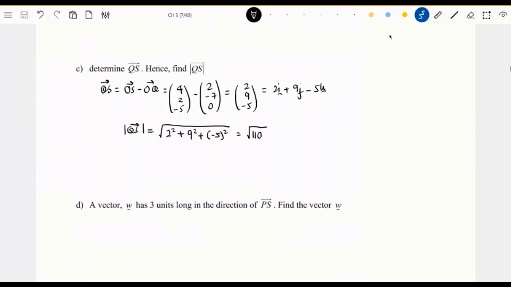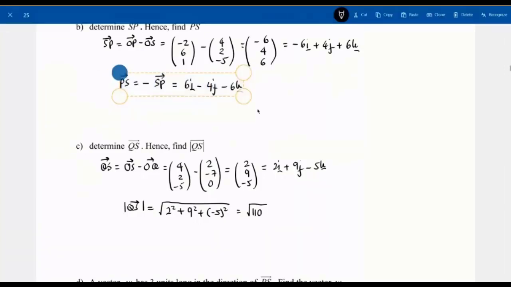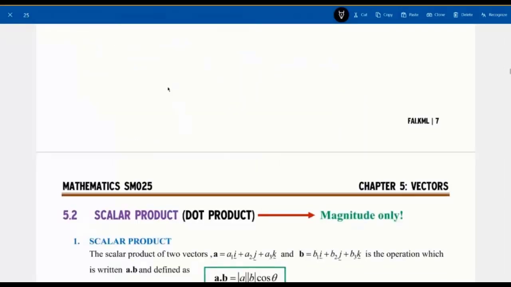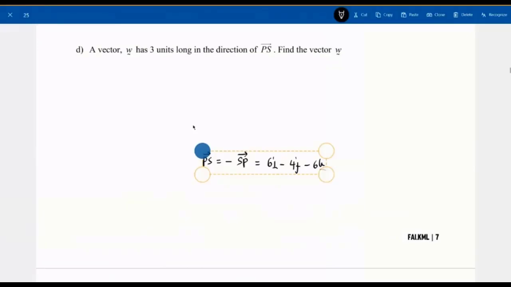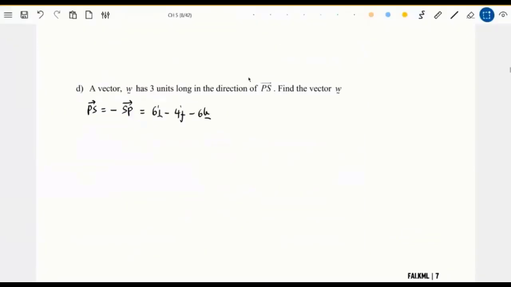Okay. Alright, so part D, we have to find the vector W that has 3 units long in the direction of PS. So we have to find the W vector. Okay, PS kita tengok balik yang ini. So this is your PS. We copy the whole thing back, we put here. Okay, now kita mesti cari kamu punya magnitude PS dulu.